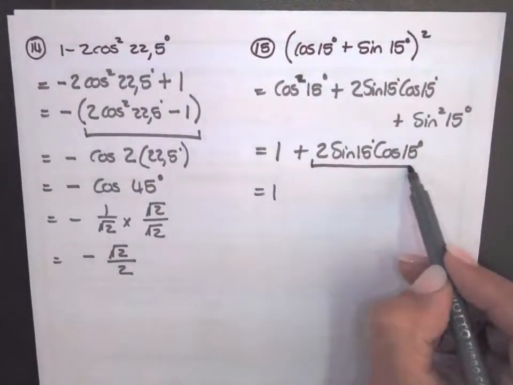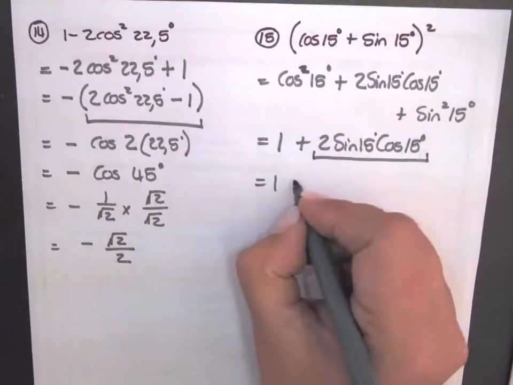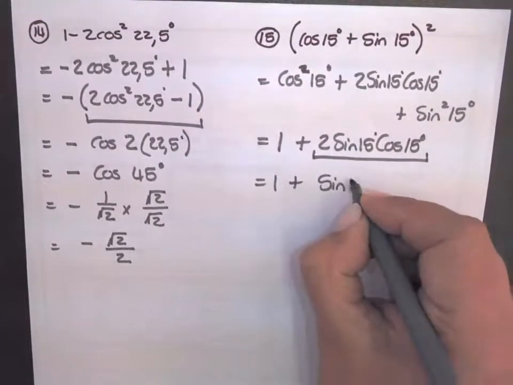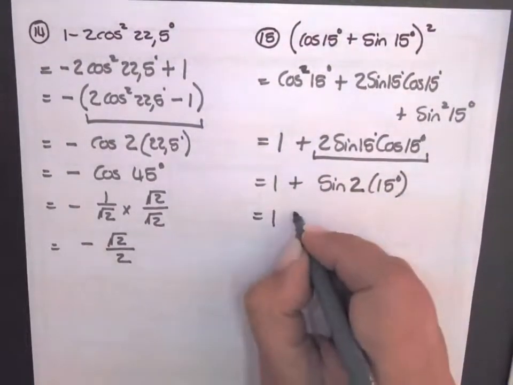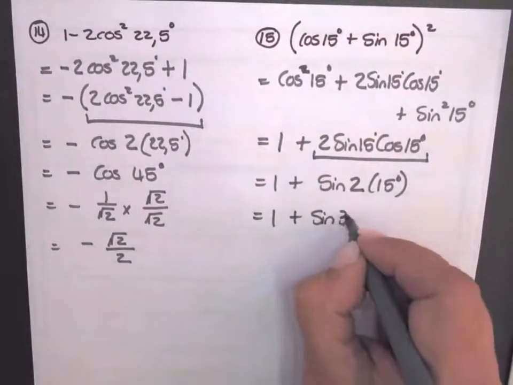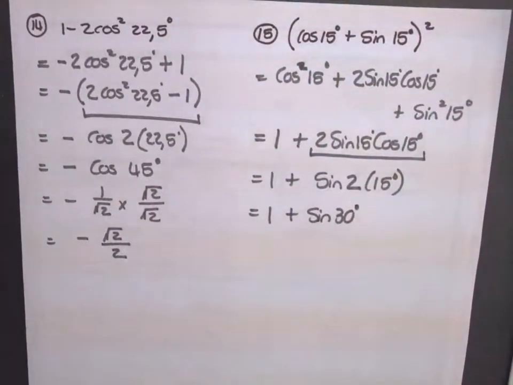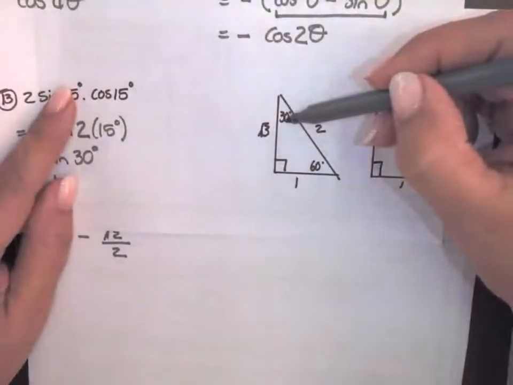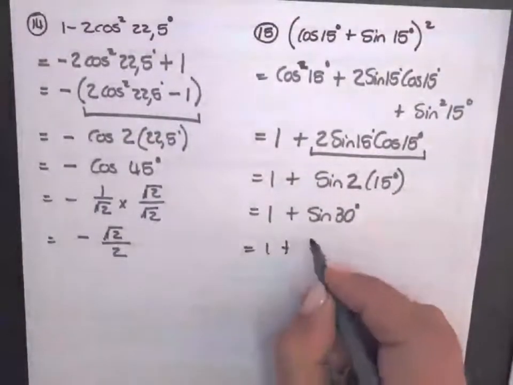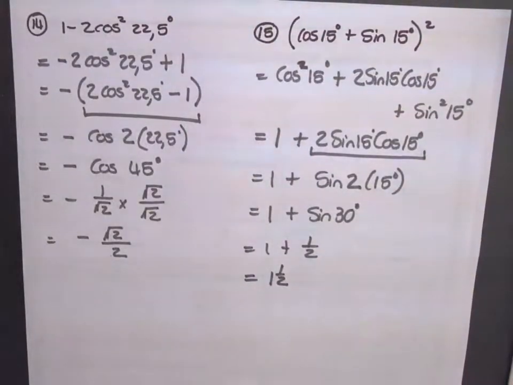Here I have a double angle for sine. So it will be sine 2 of 15 degrees. That is 1 plus sine 30 degrees. 30 degrees: sine is opposite over hypotenuse, so it's half. 1 plus a half gives you 1.5, or 3 over 2.